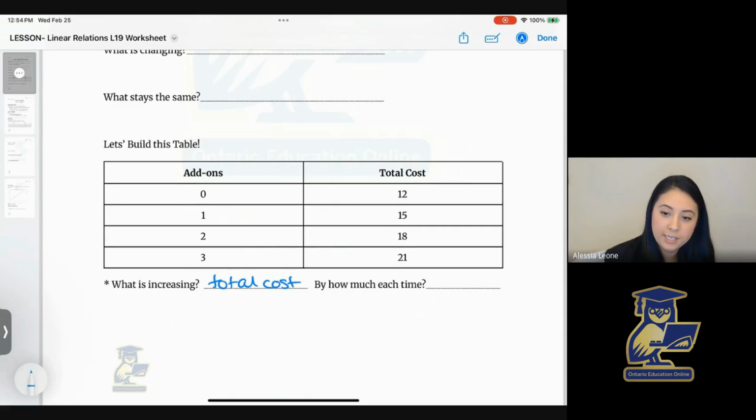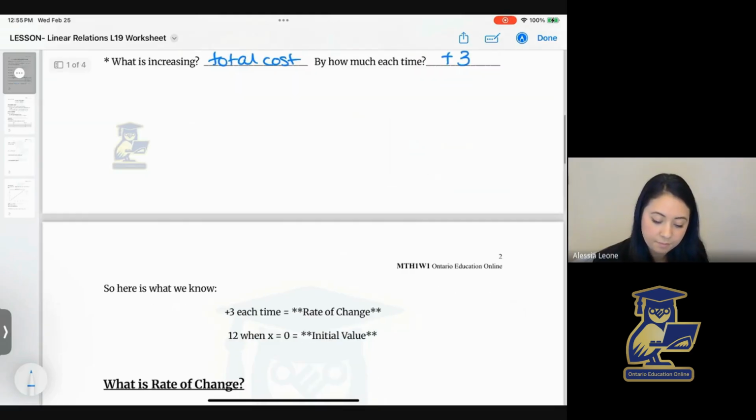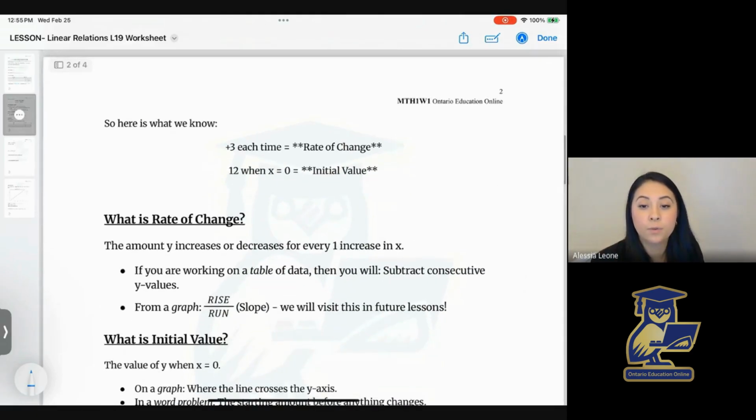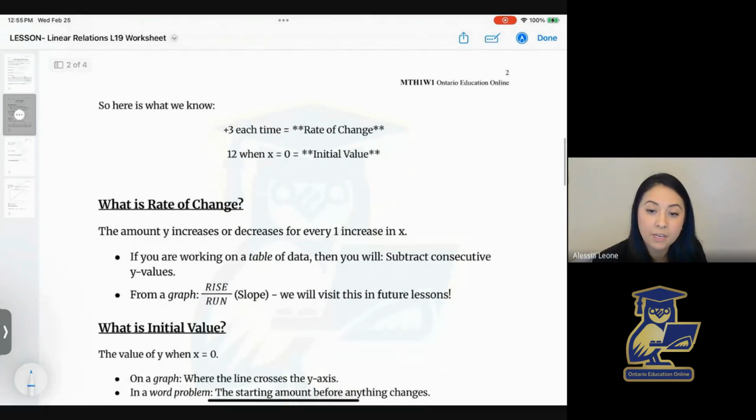And how much is it increasing each time? To get from 12 to 15, we have to add 3. 15 to 18, we have to add 3. 18 to 21, we have to add 3. So it is increasing by 3 each time. Here is what we know. The increasing by 3 each time is our rate of change.